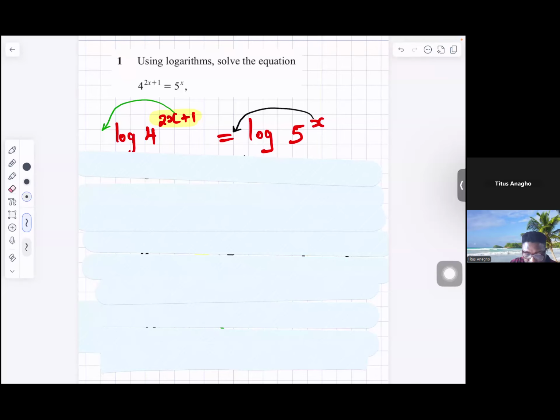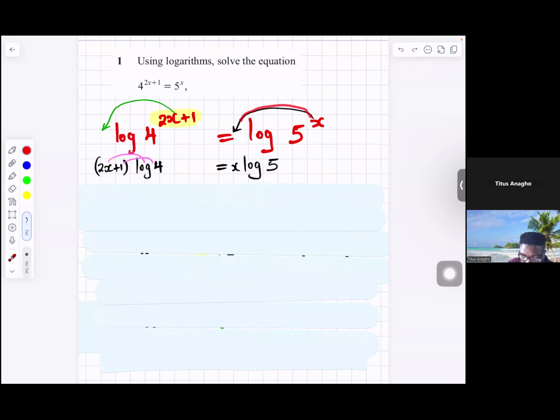The other way to do it is to insert the log at the start. So it becomes log of 4 to the power 2x plus 1 equals log of 5 to the power x. Then we can bring the power to the front. The x comes to the front, and the 2x plus 1 comes to the front. Remember, you take the 2x plus 1 as one package. So it's 2x plus 1 in front.